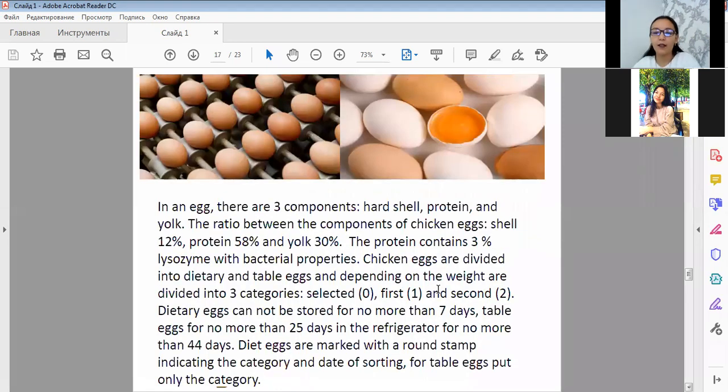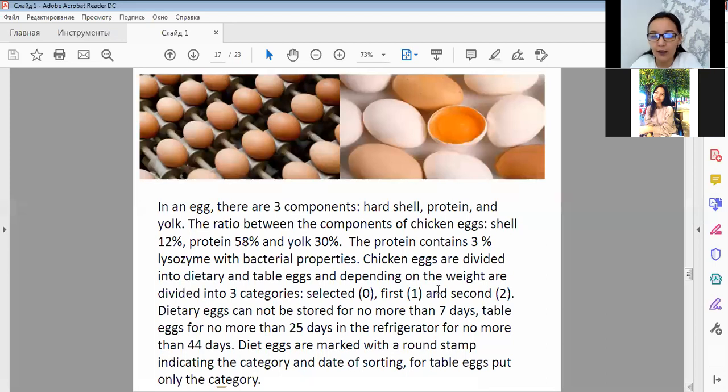And the next raw material of animal origin is egg. In an egg, there are three components: shell, protein, and the yolk. The ratio between the components of chicken eggs: shell about 12%, protein 58%, yolk 30%. And the protein contains 3% lysozyme with bacterial properties.